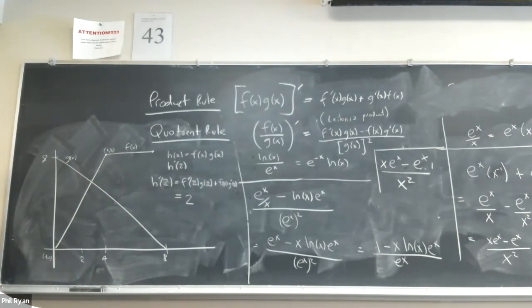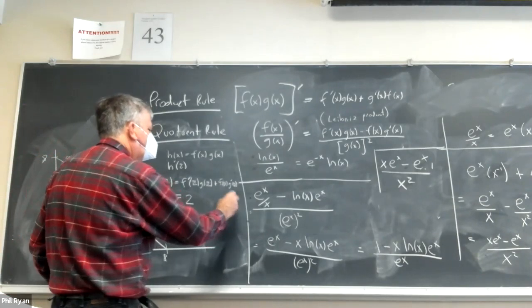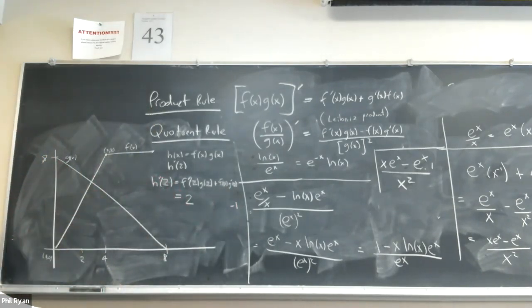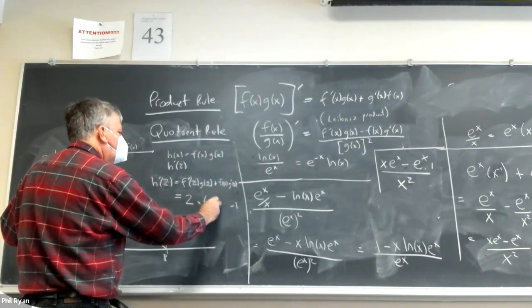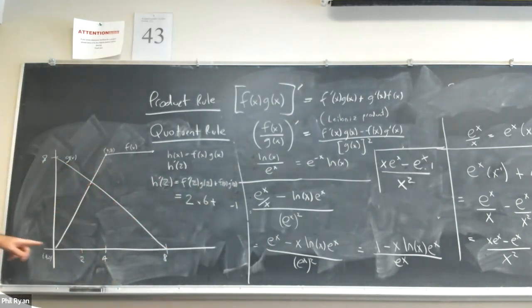What's g of 2? G prime of 2 is -1, right? Because its slope is -1. But what's g of 2? Well, if g prime of 2 is -1, it starts off at 8. What is it when it gets to 2? 6. And then what's f of 2? 4.